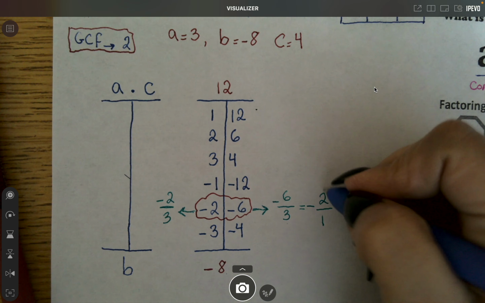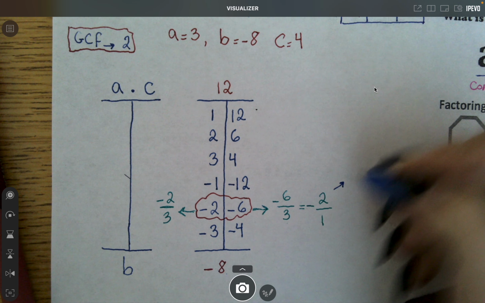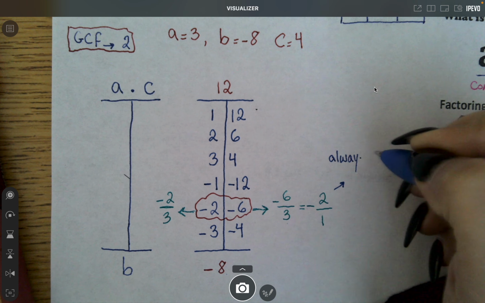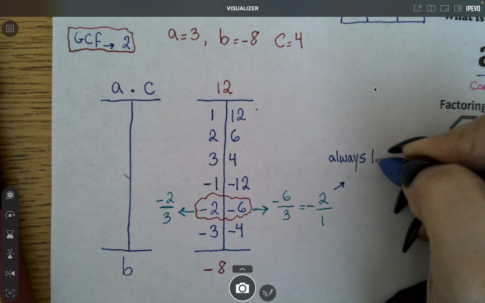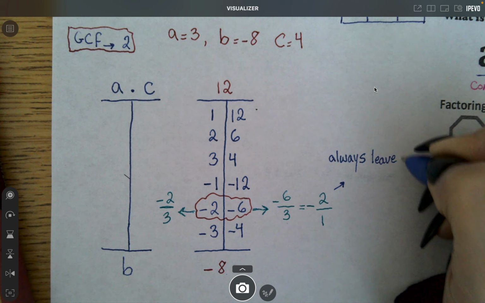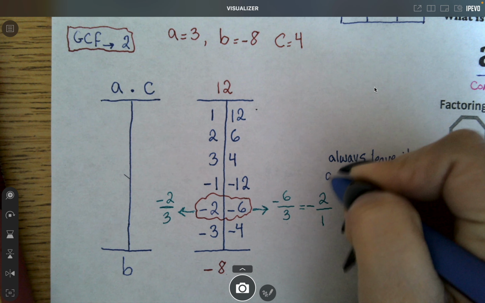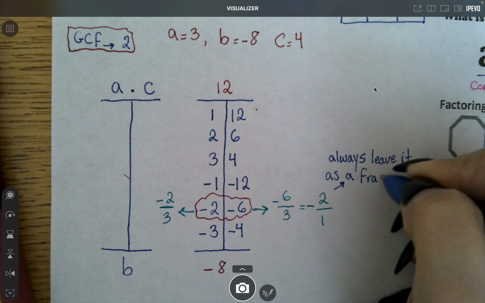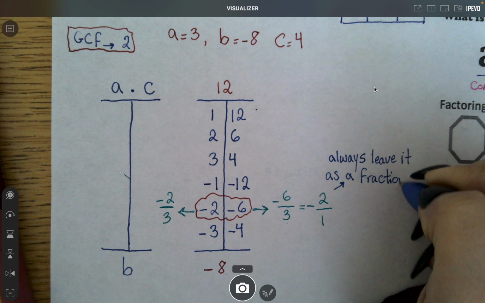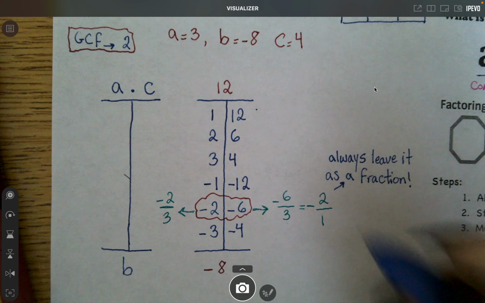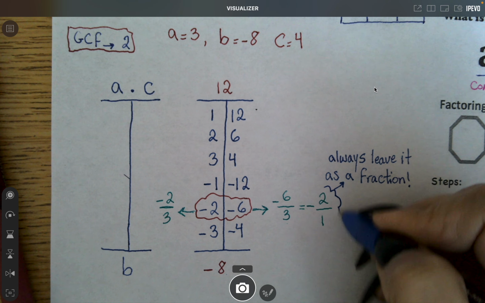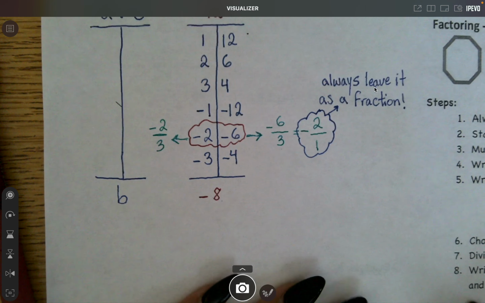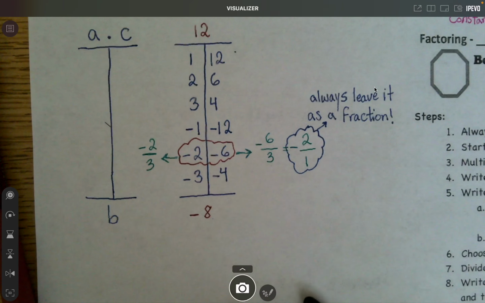So I'm just going to make a note here. Always leave it as a fraction. Okay? So we got it to this point.